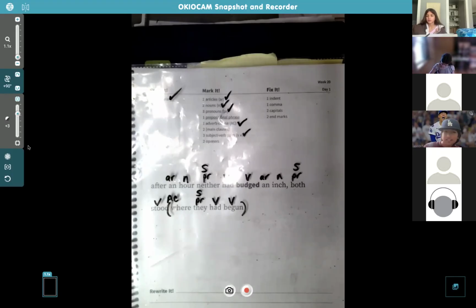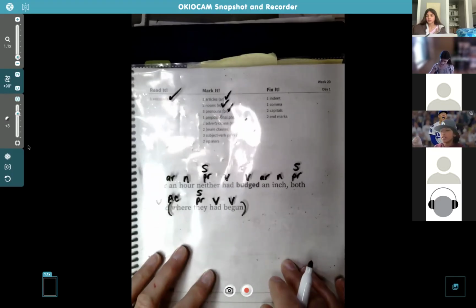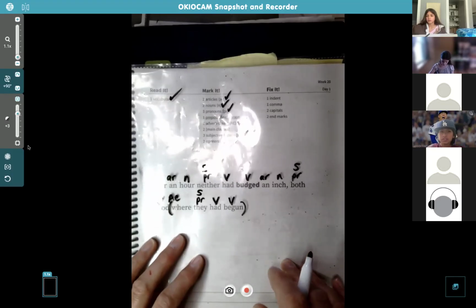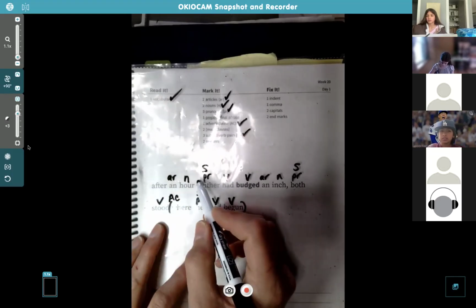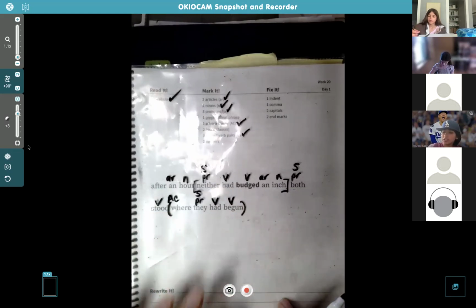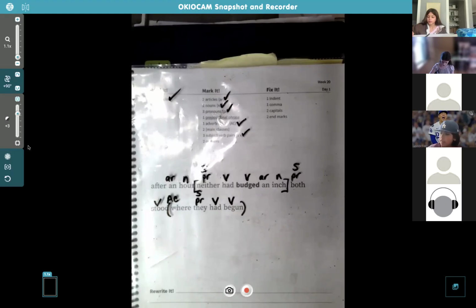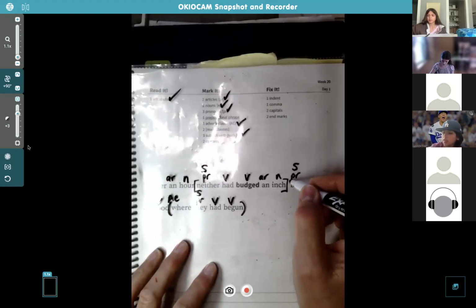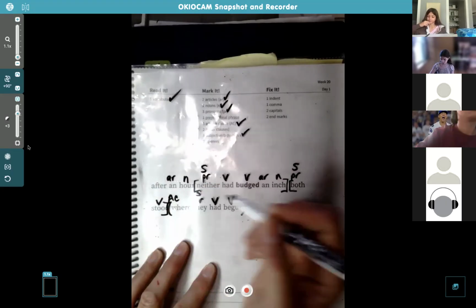I think it's after and then inch. We're not going to include the opener. You're close, though. It's neither and inch. Yep, that's one. The other one is both and stood. Yep, it's short. Both and stood. Good job.